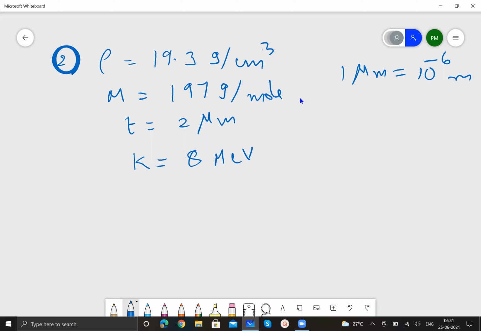Find the fraction of alpha particles scattered at angles more than 90 degrees. So I'll just give you the method. Mostly it's a chemistry question except for that impact parameter formula.